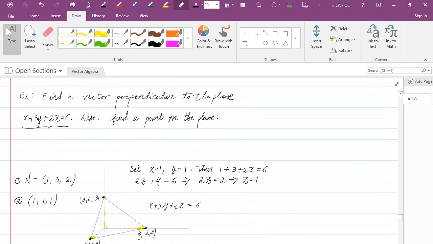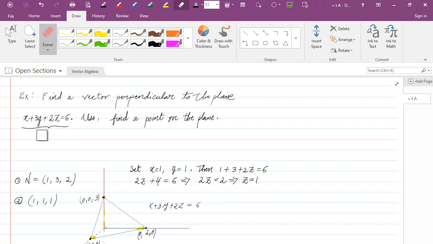If we are given the equation of a plane, let's say x plus 3y plus 2z is equal to 6, and then we are asked to find a vector that is perpendicular to the plane or normal to the plane, then how do we do that? Well, the way we can do it is by making sure that, first of all, the x, y, z terms are on the left, and then we read off the coefficients of x, y, z, which are 1, 3, and 2. So n is equal to (1, 3, 2) would be a vector that's perpendicular to this plane.